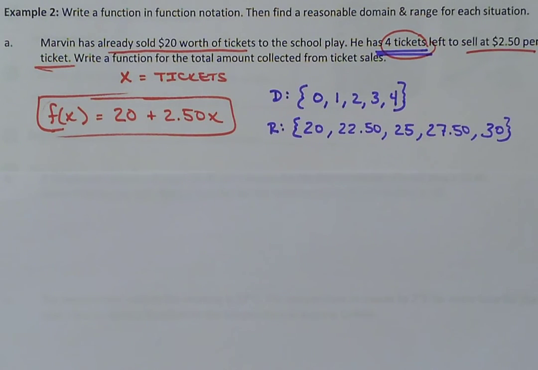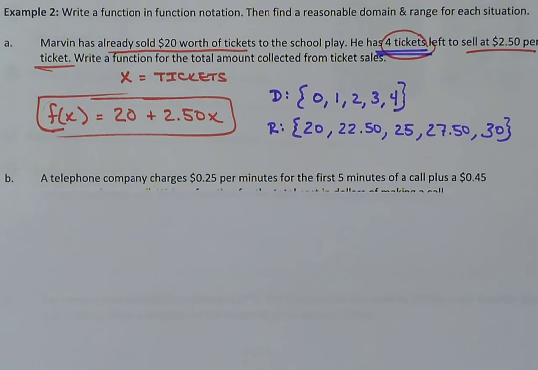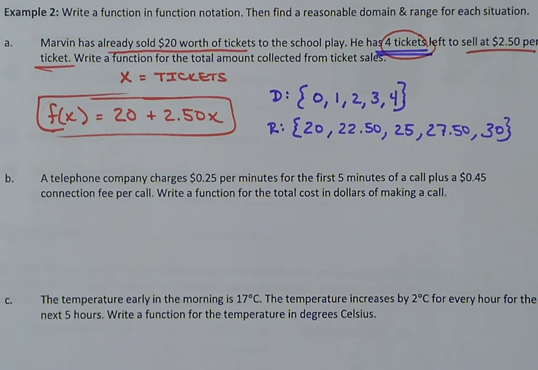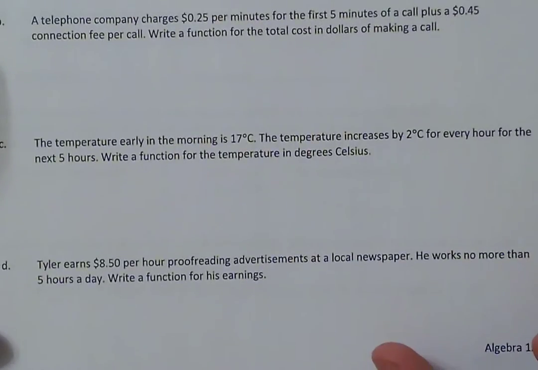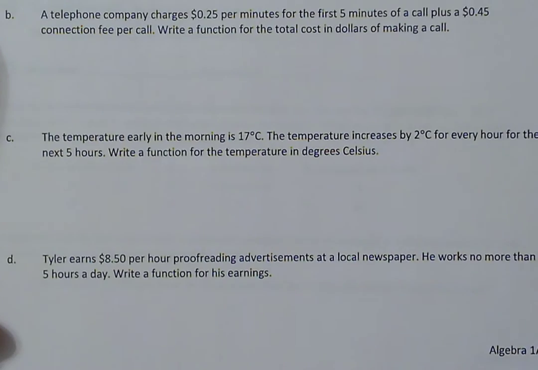Now, for parts B, C, and D, it's kind of the same format where we have to write a function, determine the domain, and then figure out a reasonable domain and range. What I'm going to do is write the different functions and talk to you about what your domain is. I think you can plug it back in and figure out your reasonable range. You can always take a look at my completed notes if you need a bit of guidance. So let's briefly look at parts B, C, and D.